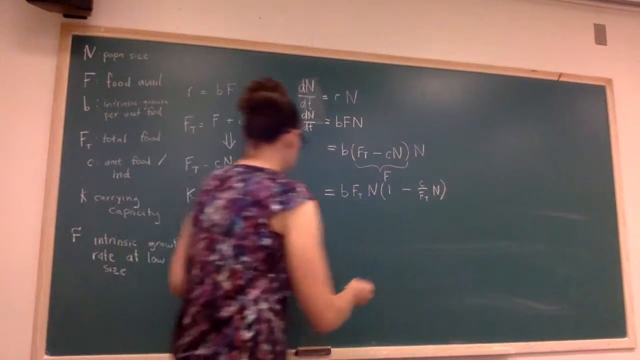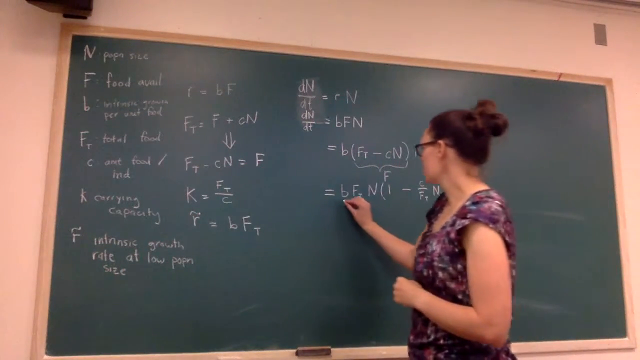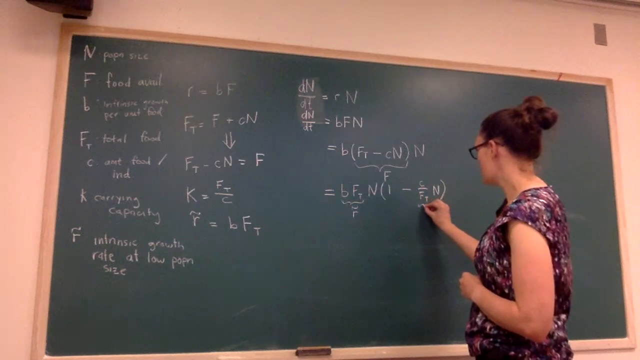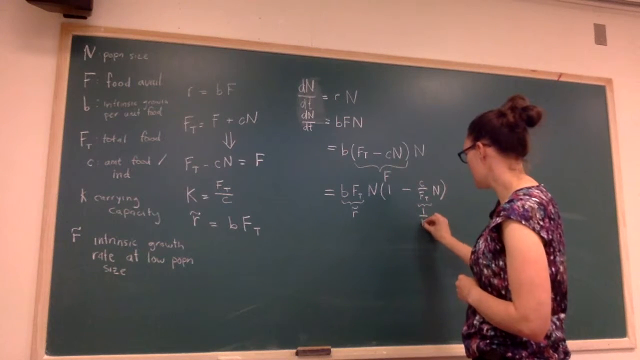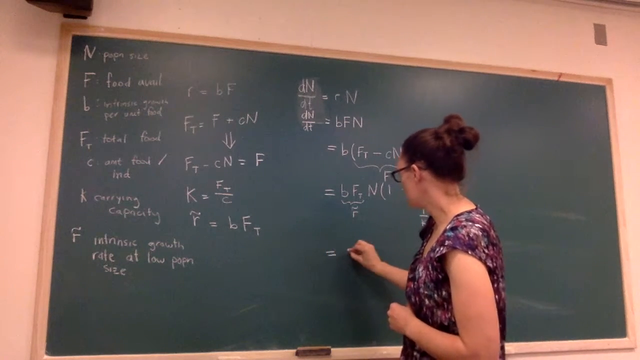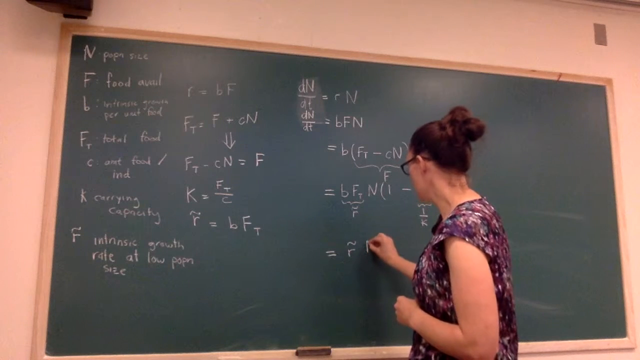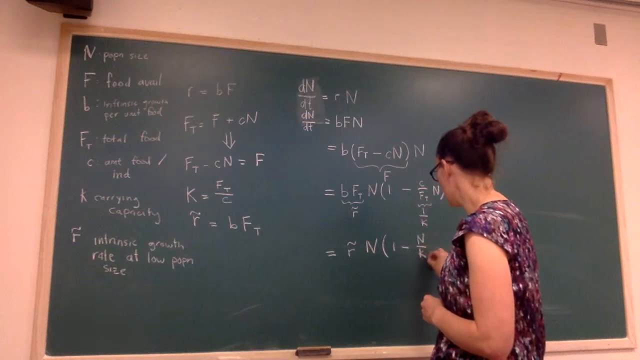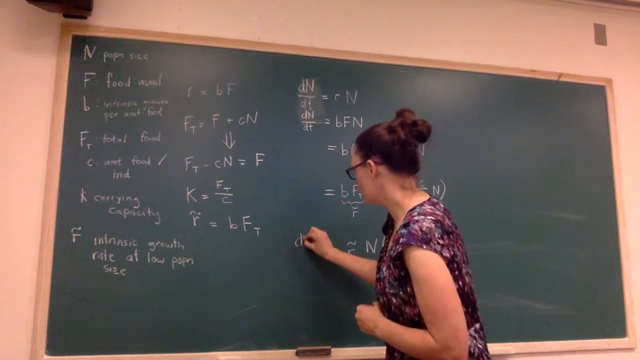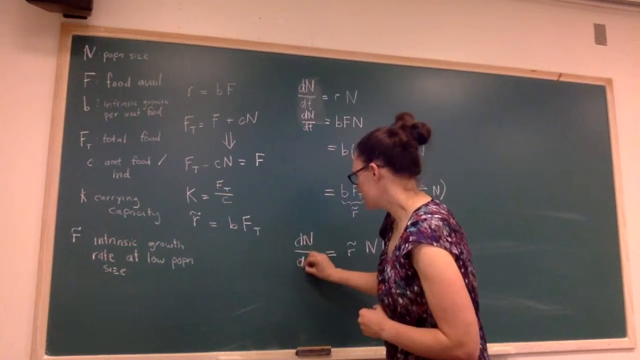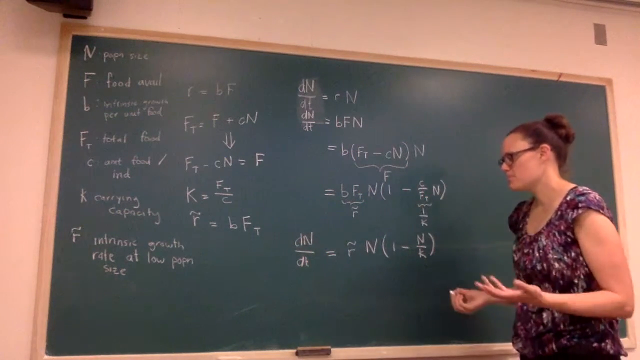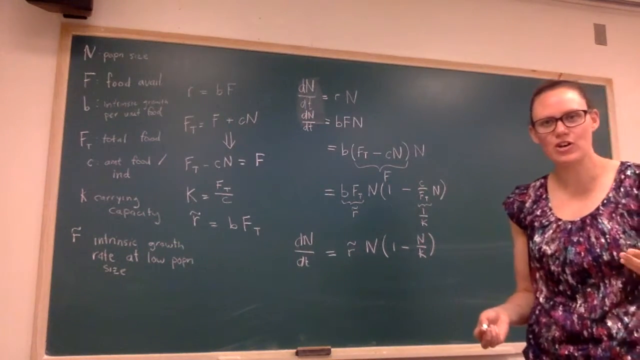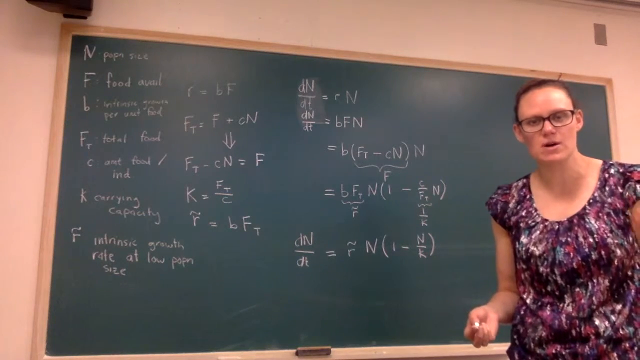So let's make those substitutions. So this here is R tilde, and this here is 1 over K, and so we're going to get R tilde n times 1 minus n over K. That's our expression for the change in population size per unit time when the per capita growth rate depends on the amount of food, and the amount of food decreases linearly with population size.